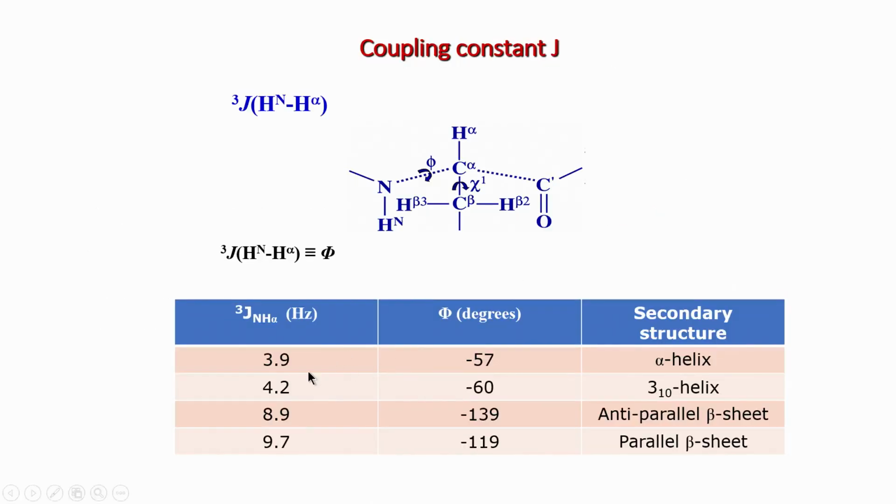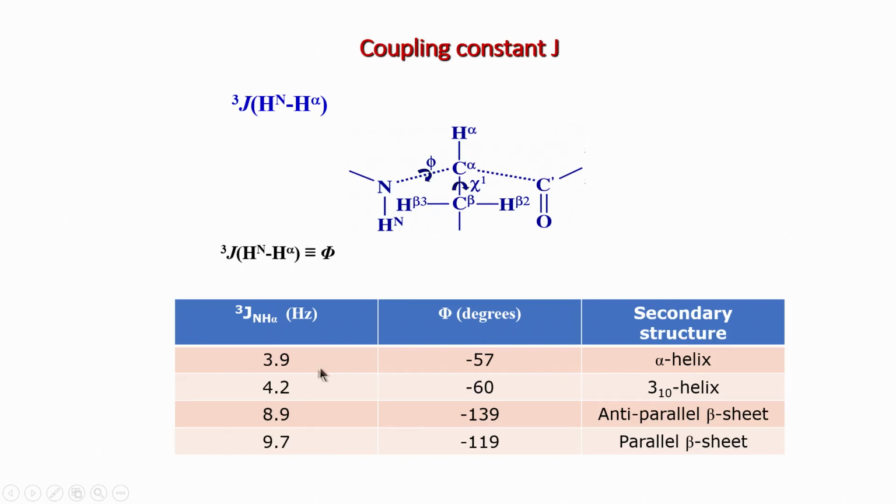So, these are the set of values which tell us about different secondary structures. As I was mentioning, for parallel and anti-parallel beta sheets, there is a slight difference. Let us start from the helix. If the J value is somewhere like 3.9 hertz, this is an average of course, it will not be exactly this value, it will be somewhere between 3 to 4 hertz. In that case, the secondary structure for this residue could be alpha helix. If the value turns out to be somewhere between 4 to 5 hertz, then it will be 3-10 helix.